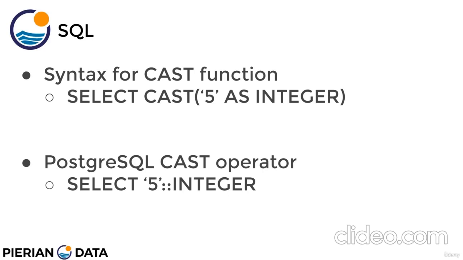The cast operator is essentially shorthand for this. Instead of having to write the cast function and the as keyword, since you're always going to be having to write that for a cast function, PostgreSQL itself has this specialized operator, which is just using 2 colons. So you're basically saying select and then the string 5 :: integer.